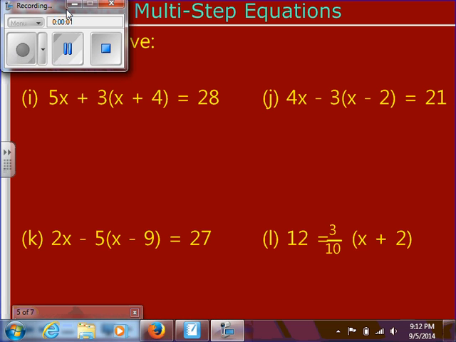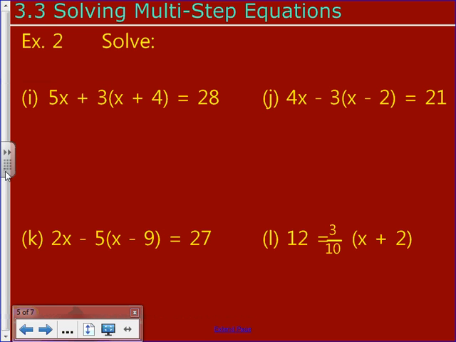Okay, part 2 of multi-step equations. Remember, we have 4 steps. Distributive property, like terms, get rid of the numbers, and then get rid of the number by the variable, otherwise known as the coefficient. Okay?